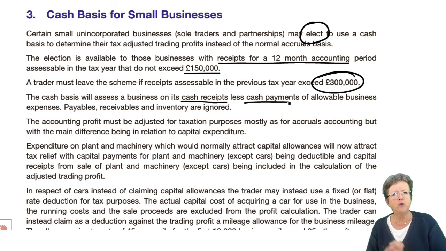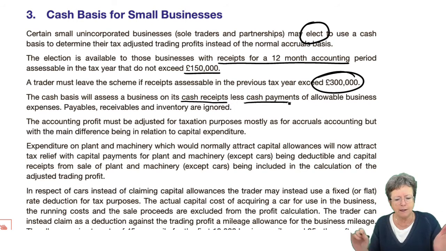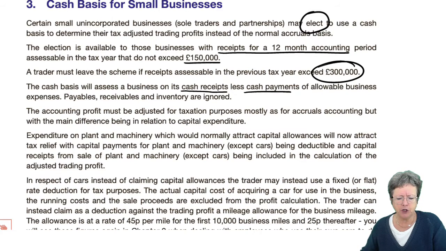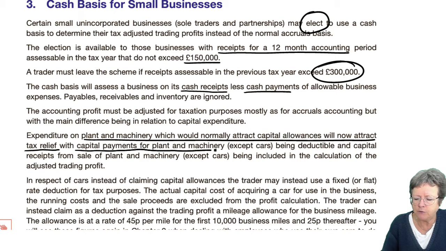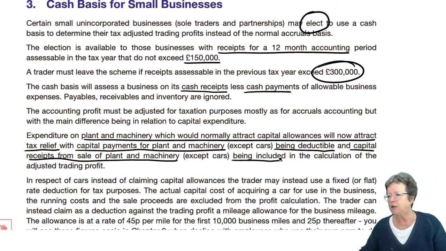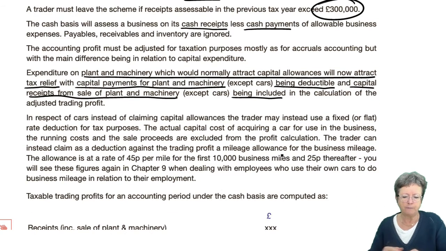And it ignores all the accruals basis. So anything payables, receivables, inventory, it's all ignored. Expenditure on plant and machinery, which would normally attract capital allowances, now attracts tax relief, with capital payments for plant and machinery, except cars, being deductible, and capital receipts for sales of plant and machinery, except cars, being included in the calculation. Now, as far as cars are concerned, this is the big but.